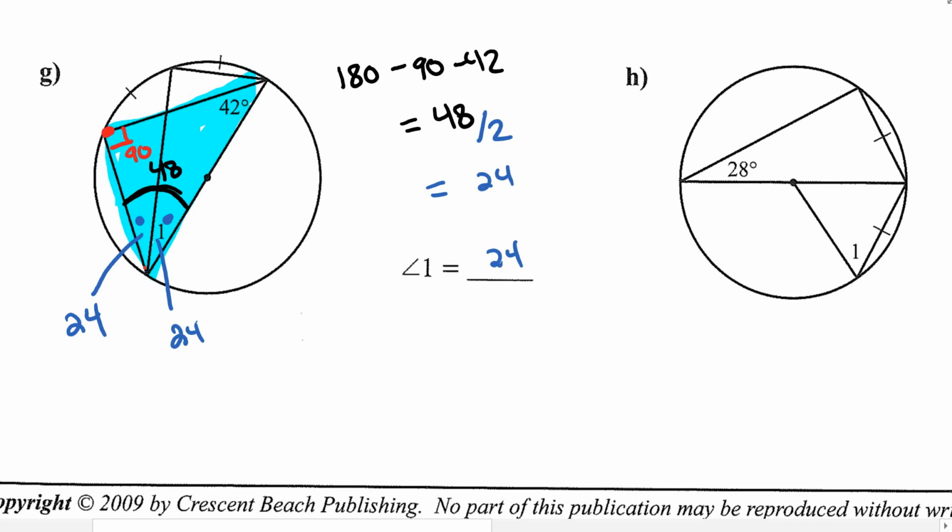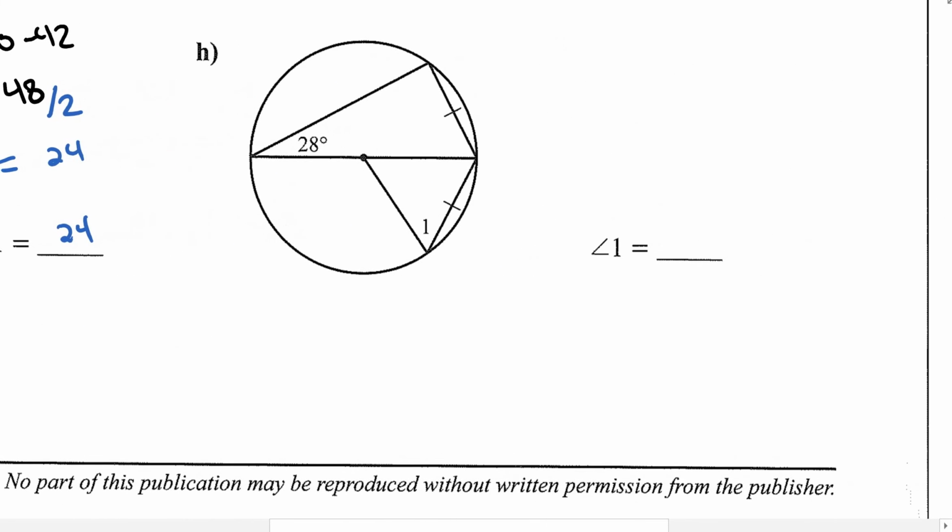Okay, let's move on to letter H. For letter H, I will go ahead and mark in this radius, and then I will also mark in two sides here. Just one sec, that didn't work out. So let me mark in that, and I'll mark in that. So there's my radii, and here's another radius there just for good measure.